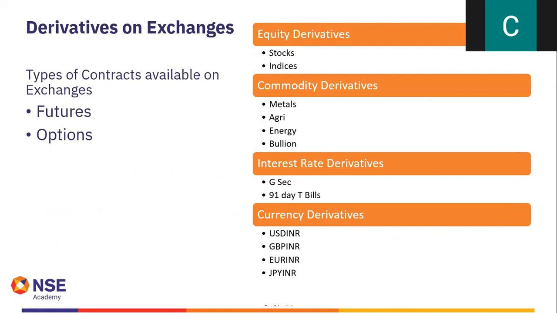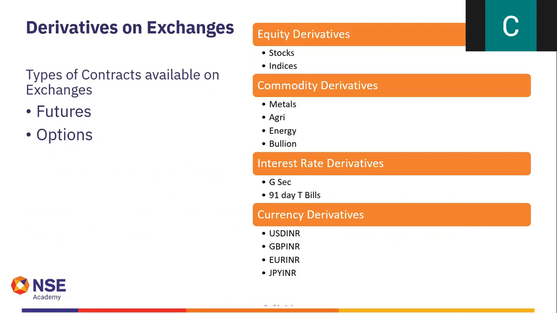So in the previous slide, I have shown you 4 types of derivatives, that is futures, forwards, options, and swaps. But on the Indian exchanges, we have only 2 types of contracts available, that is futures and options only. On the exchange platform, you have only these 2 types of contracts available, futures and options.